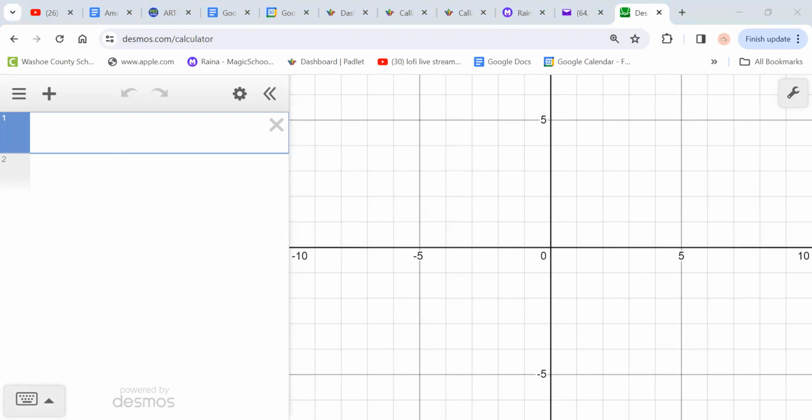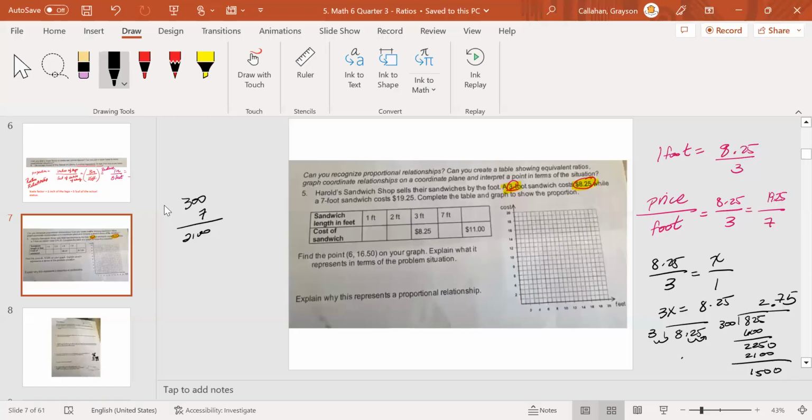8.25 divided by 3 is 2.75. I don't need to put a 0 there. So there's your answer. So 1 foot is going to be $2.75. Do you see that?